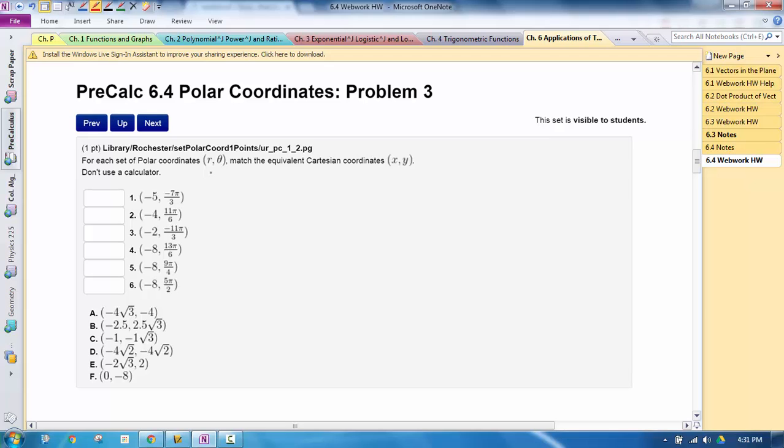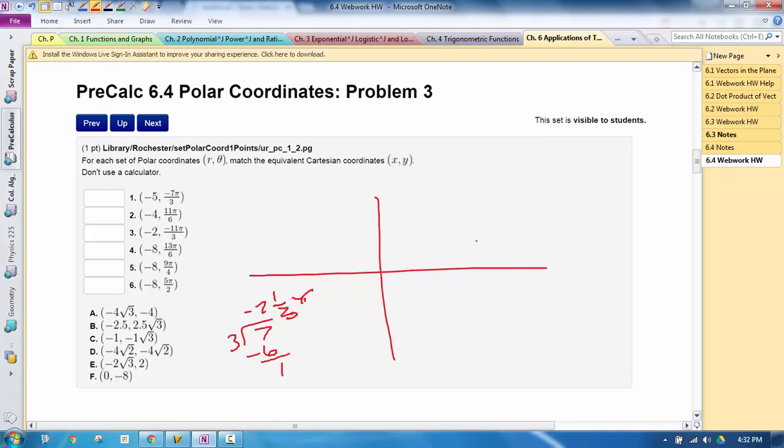Okay, the next problem, it says for each set of polar coordinates, we want the rectangular Cartesian coordinates. So I'll just do the first one here. The first one, we rotate around negative 7 pi over 3. So 3 goes into 7 2 times, leaving a remainder of 1. So it's 2 1/3, but it's negative. So negative 2 1/3 pi. So I go back around 2 pi plus a negative third pi, which is 60 degrees right here.